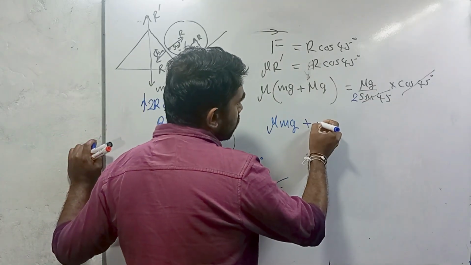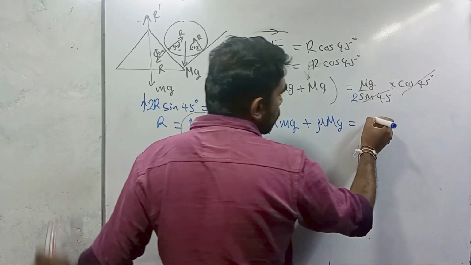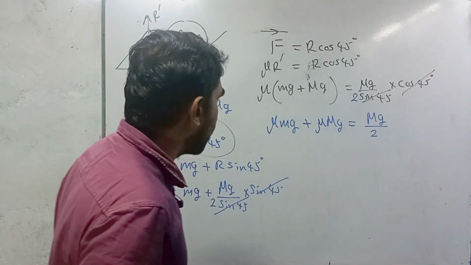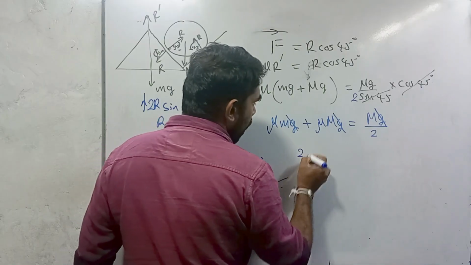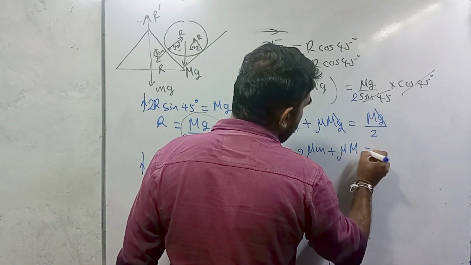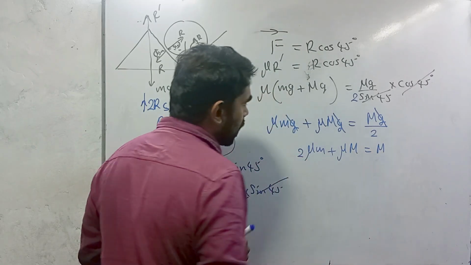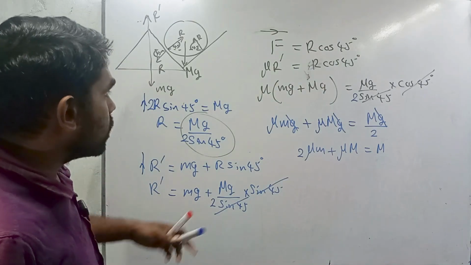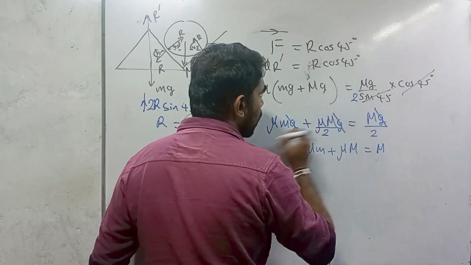Mu mg plus mu capital Mg equals mg divided by 2. I will multiply all terms by 2. Before it, I will cancel out g. 2 mu m plus mu m equals M over 2. No. We have to multiply it by 2. Again, when getting R dash, there is a term 2 in this one.